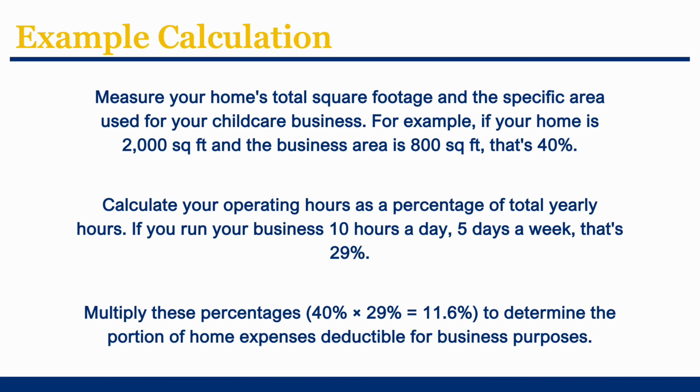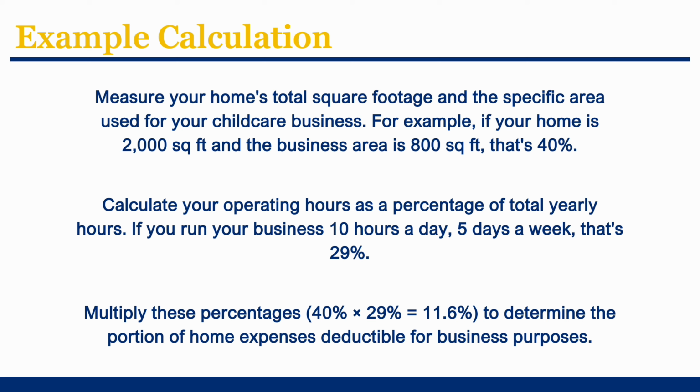Let's walk through an example using the Measure app. First, open the Measure app and measure the dimensions of your home by capturing the length and width of each room, and then add these measurements together to get the total square footage. Suppose your home is 2,000 square feet. Next, measure the specific area used for your childcare business, such as individual rooms or designated spaces. Let's suppose this total is 800 square feet.